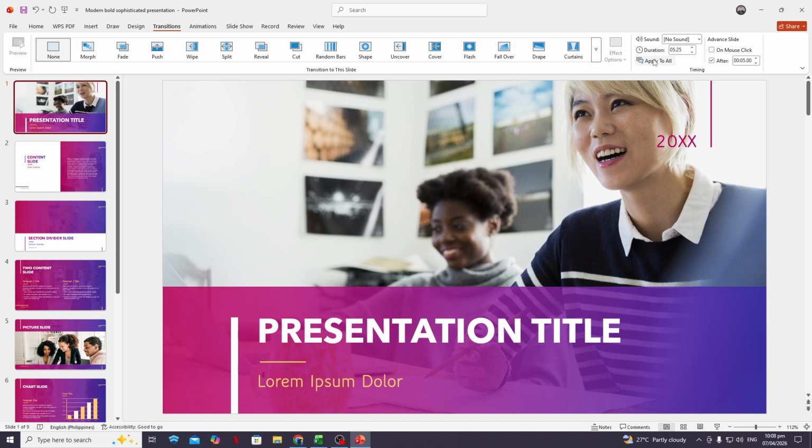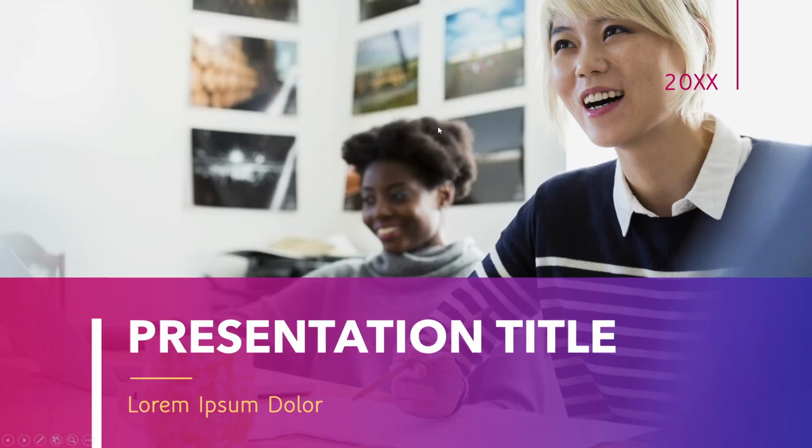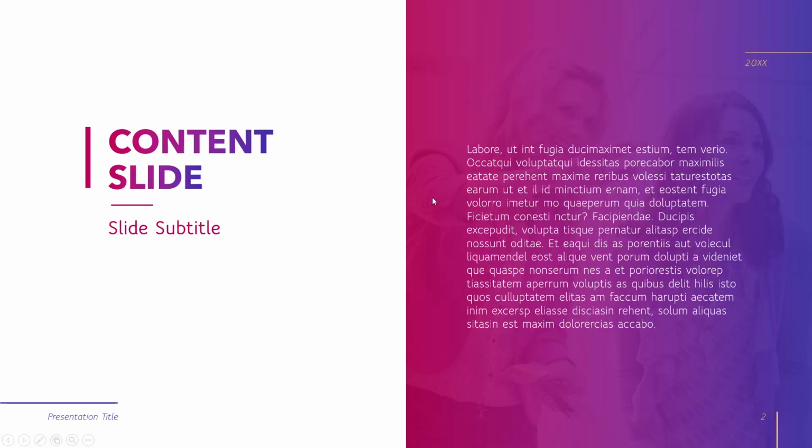When you're done setting your timings, go to the Slideshow tab and click From Beginning to preview. Watch how each slide advances on its own, and check if the pacing feels right. If a slide changes too quickly or lingers too long, stop the slideshow, tweak the timing, and test again. Once everything looks good, you're ready to use your automatically advancing PowerPoint in a real presentation or as a self-running show.